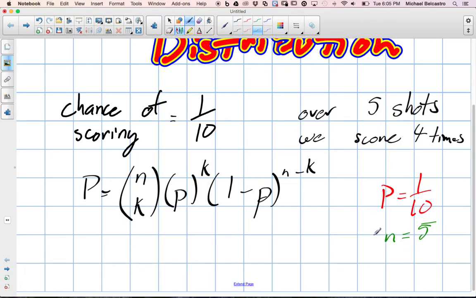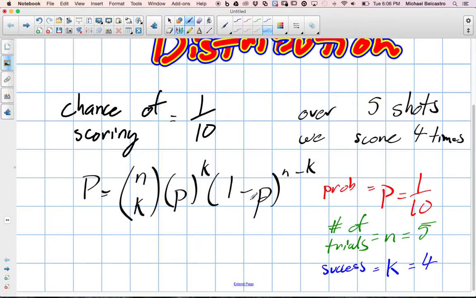So I should write this in here. Number of trials. It's just trying to figure out what all those letters are. This is probably what you guys would be doing next. And then finally, K is success. And the number of successes, we're calling a goal a success, so that's our 4.